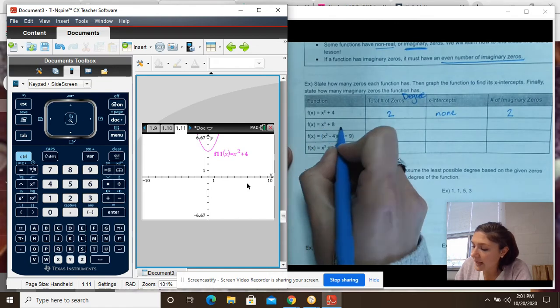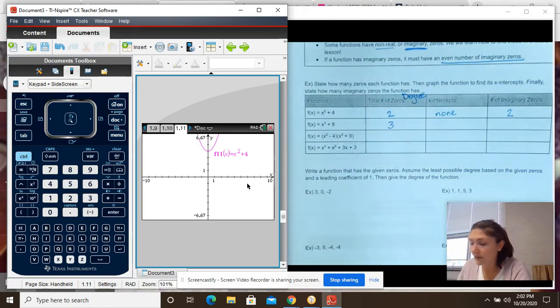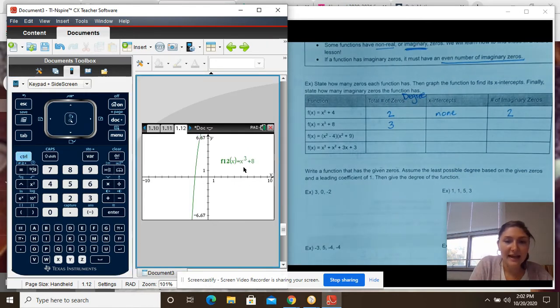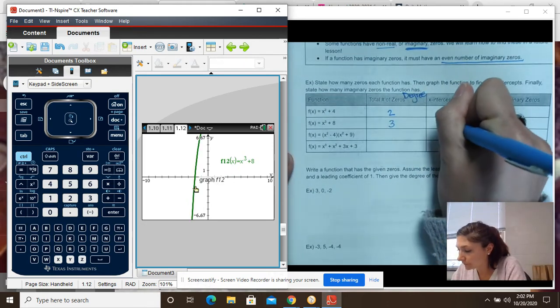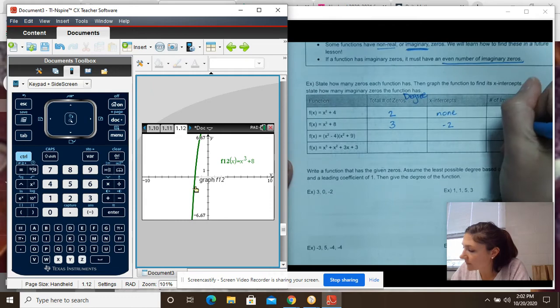For my next function, x cubed plus 8, my degree here is 3. So let's take a look and see if we've got x-intercepts for this guy. X cubed plus 8, I've got an x-intercept at -2. So that's 1 x-intercept. That means that I have to have 2 imaginary zeros to get to that total of 3.